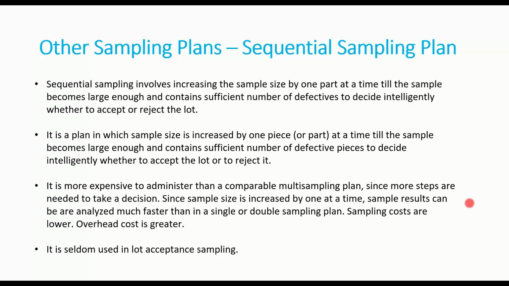This is when you do one piece at a time. You increase the sample size by one part at a time until the sample becomes large enough and contains a sufficient number of defectives to decide intelligently whether to accept or reject that lot. It's a plan in which the sample size is increased by one part at a time. Boy, is it expensive to administer. I would rather you do a multiple sampling plan than this.